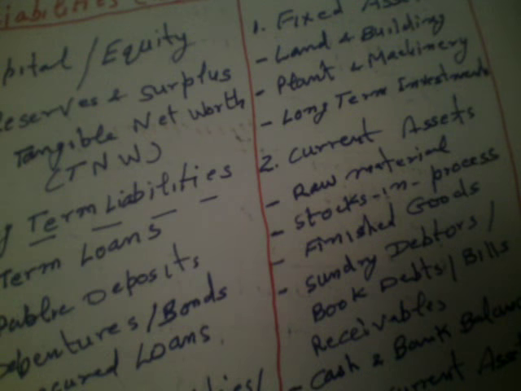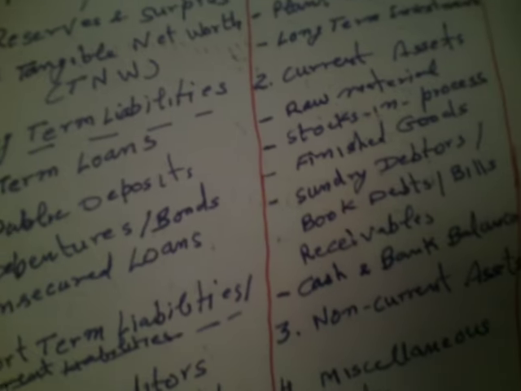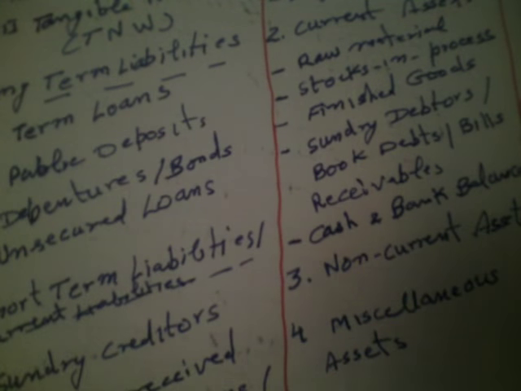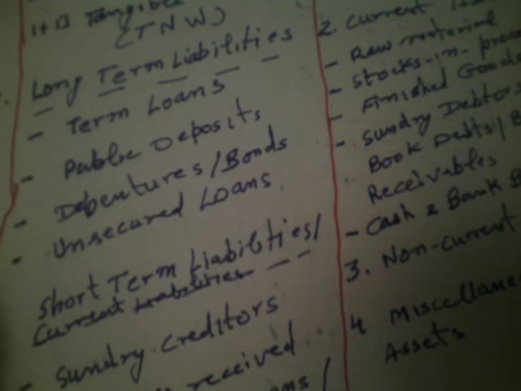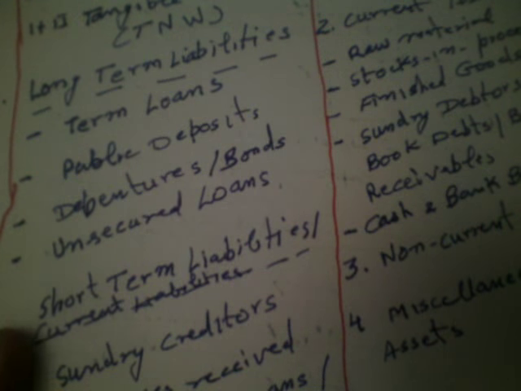Or it includes bills, receivables, or book debts. They are basically the same type of funds, but only the terminologies are different due to their different nature. Then comes cash and bank balance. In this category that will also be added, because whatever cash is available in the bank is also an asset.